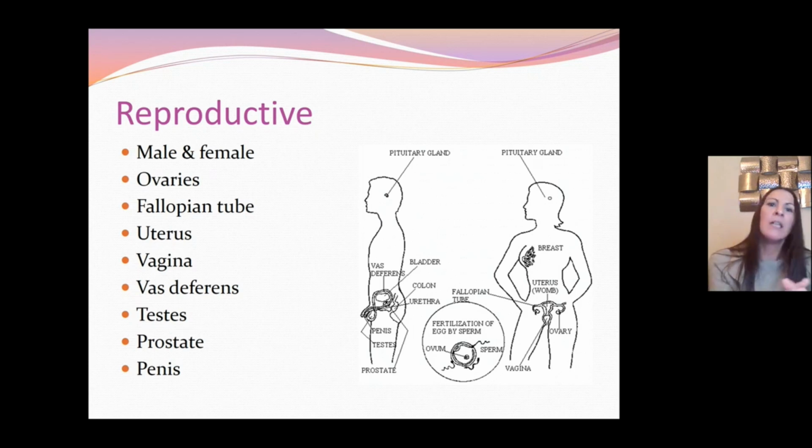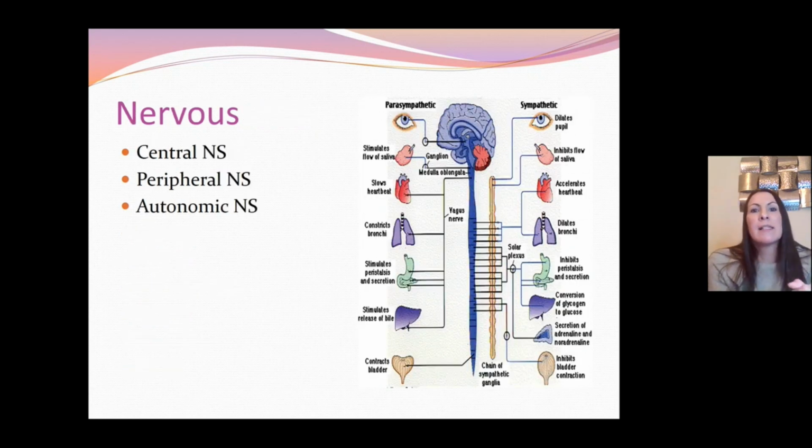The nervous system is made up of lots of different subdivisions and branches. So the central nervous system is your brain and your spinal cord.